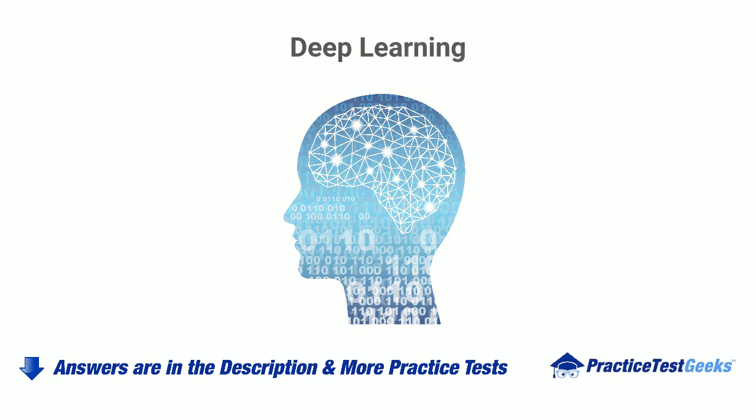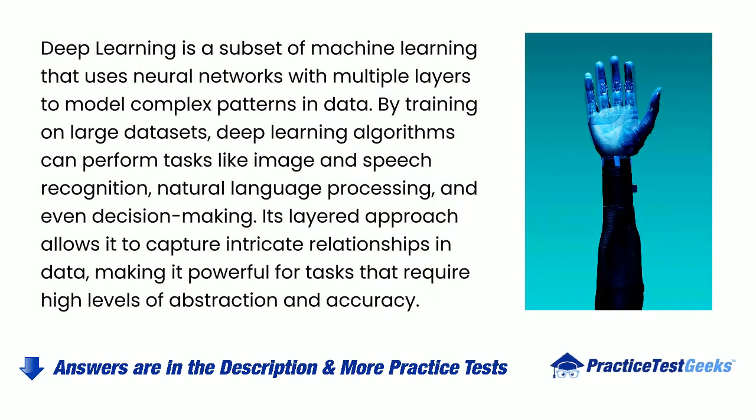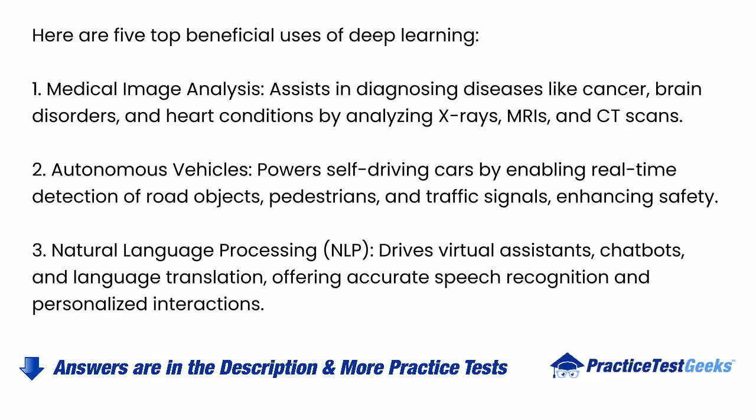Deep learning. Deep learning is a subset of machine learning that uses neural networks with multiple layers to model complex patterns in data. By training on large datasets, deep learning algorithms can perform tasks like image and speech recognition, natural language processing, and even decision-making. Its layered approach allows it to capture intricate relationships in data, making it powerful for tasks that require high levels of abstraction and accuracy. Here are 5 top beneficial uses of deep learning.